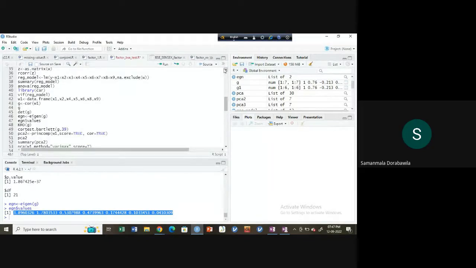I have a question. I have seen that they use the variance-covariance matrix to calculate the eigenvalues, or is it the correlation? Is there a difference in that?